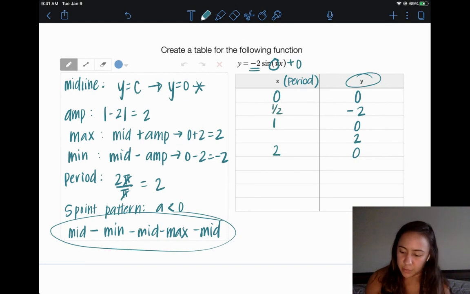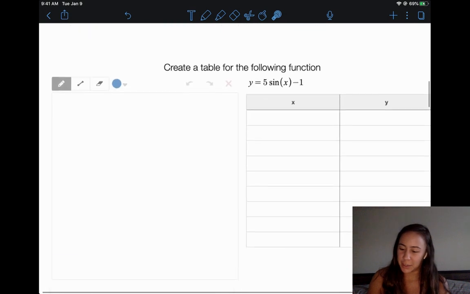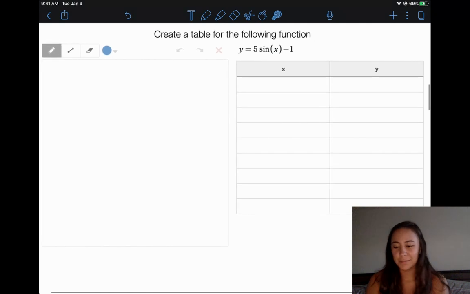And then we have 3 halves. Between 1 and 2 will be 3 halves. So here's your table of values. If you plug these table of values in to the next page, you'll get the correct graph. Oh, goodness. Let's go down to the next problem. Let's see if I can explain this one correctly.